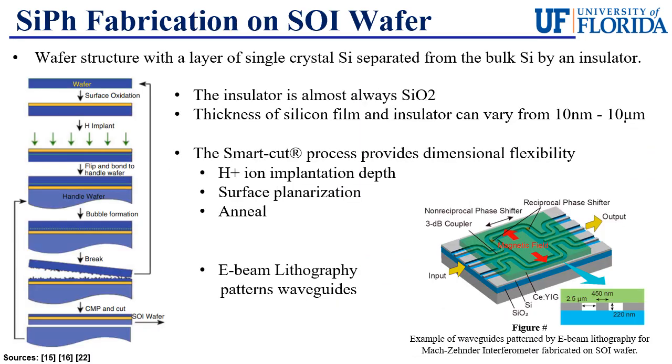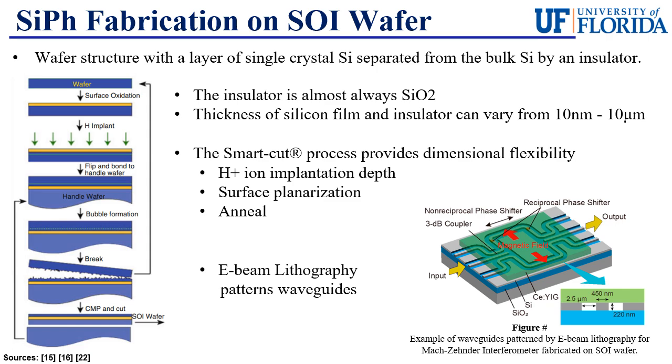The most common substrate used for silicon photonics is the silicon on insulator wafer, or SOI wafer. The SOI wafer is a wafer structure where a layer of single crystal silicon is separated from the bulk silicon by some sort of insulator, which is almost always silicon dioxide. The thicknesses of the silicon film and insulator layer can vary from 10 nanometers to 10 micrometers, while the thickness of the overall wafer may be in the range of a few hundred micrometers.